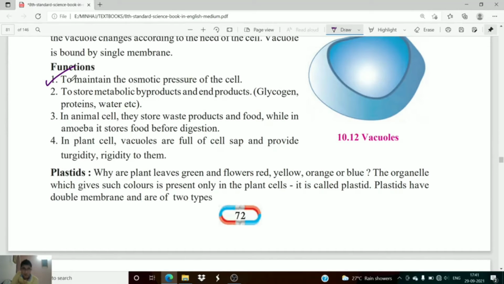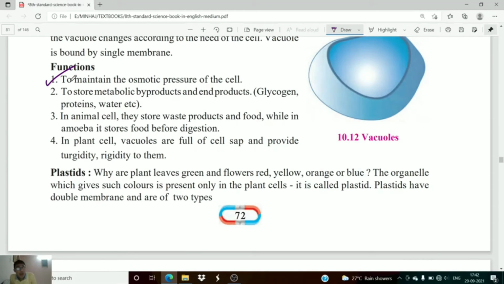which can be used in the near future. In animal cells, vacuoles store waste products and food, while in the amoeba, it stores food before digestion. So in animal cells, you will see that the waste product or the food is stored by this organelle called the vacuole. And if we talk about the amoeba, which is a unicellular organism, before the digestion process starts, the food is stored by the vacuole.